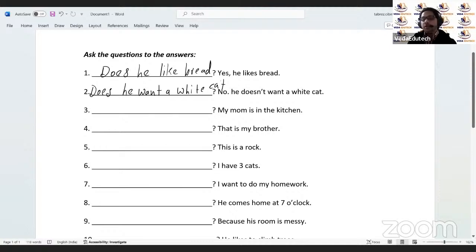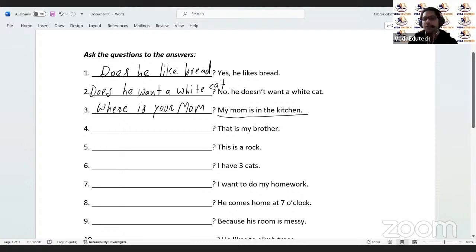Yes, he wants a white cat. Or the person will say, no, he doesn't want a white cat. Do you want a white cat? No, I don't want a white cat. Like that. Okay, now see this one. My mom is in the kitchen. Here, as I suggested, it's not a yes-no answer. So how will you make it? You will make the question with a WH word. My mom is in the kitchen. What is the possible question? Where is your mom? Okay, possible question, where is your mom?